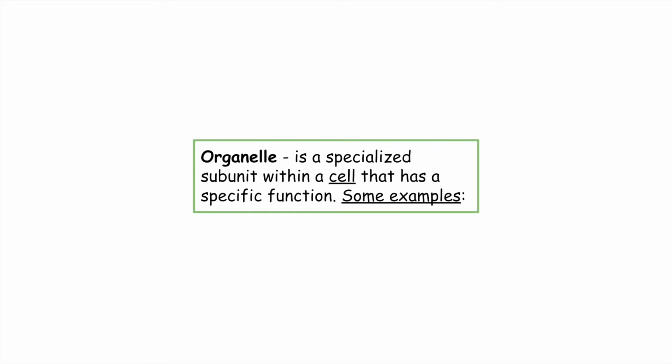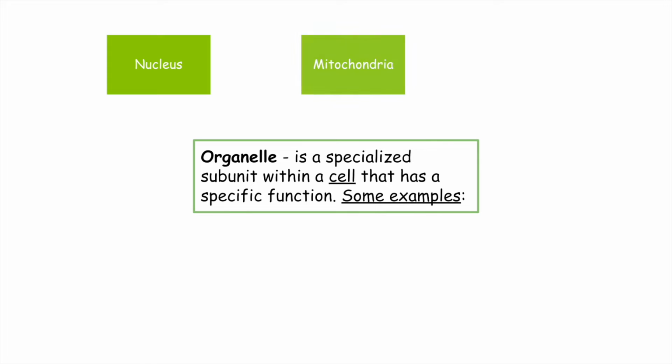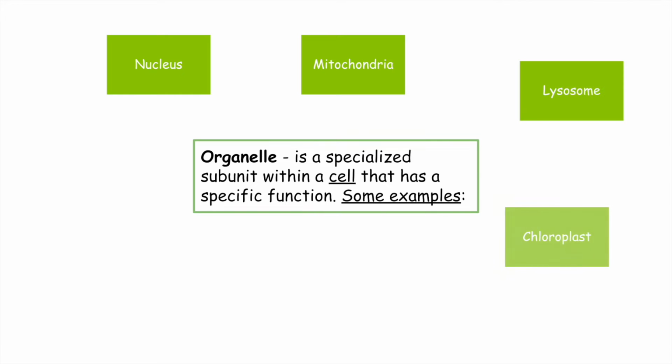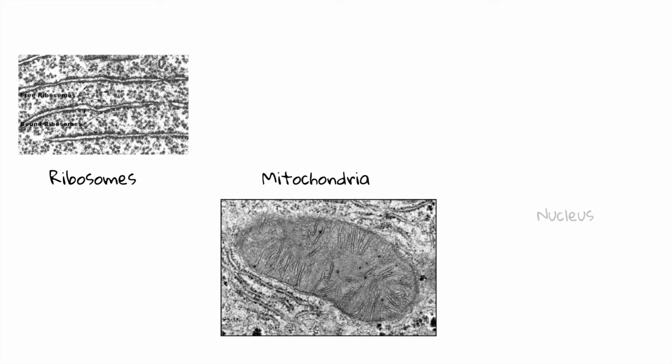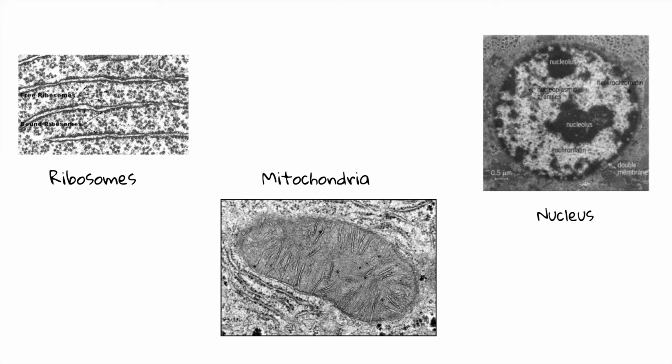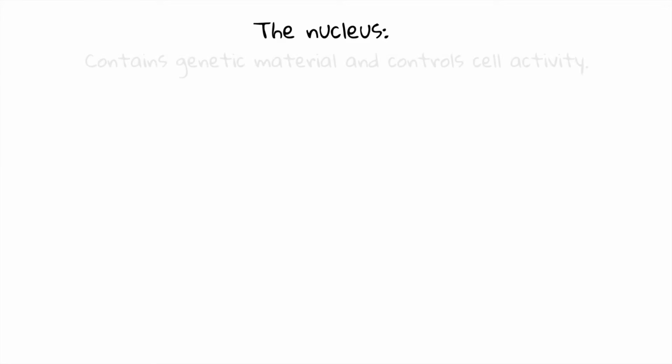What is an organelle? It is a specialized subunit within a cell that has specific functions, and some examples are the nucleus, mitochondria, lysosome, chloroplast, ribosome, vacuoles, and flagella and cilia. Don't worry if you don't recognize some of this stuff because we're going to go through all of this now. We decided to divide this topic into two videos, and in this video we're going to look at ribosomes, mitochondria, and the nucleus. So let's start with the nucleus first.